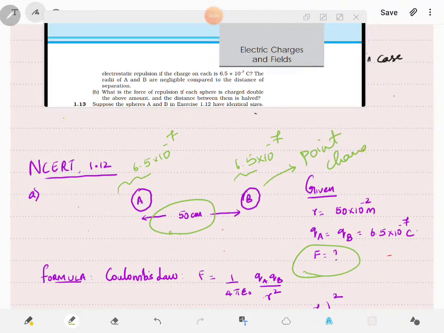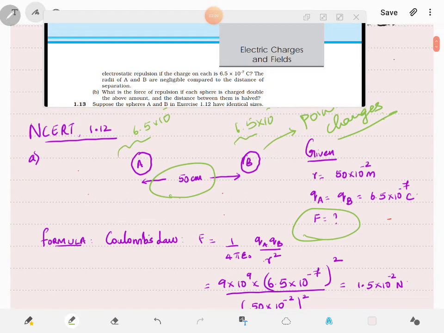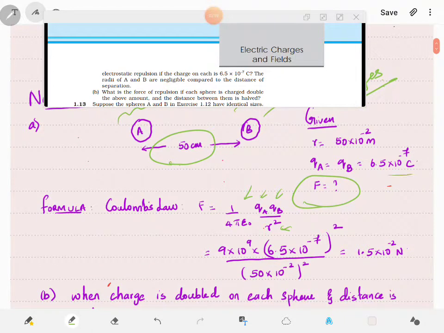Because we can treat them as point charges, we can directly apply Coulomb's law. From Coulomb's law, the expression reads, the force of attraction or repulsion is given by 1 by 4 pi epsilon naught QA QB by R square. So plugging in all the values given to us, we see that the force of repulsion between both the spheres is about 1.5 into 10 power minus 2 Newton. A straightforward problem. All that you had to do was to just substitute the given values into the particular formula and get the answer. Take a look at question number B.